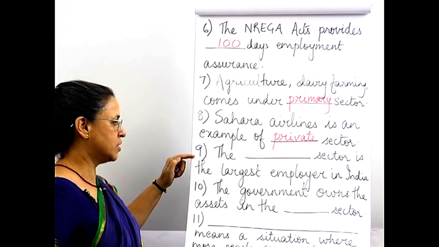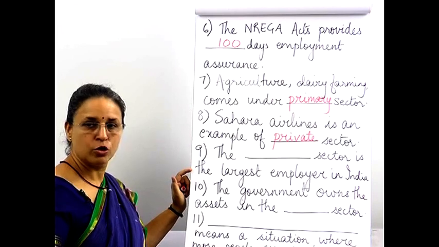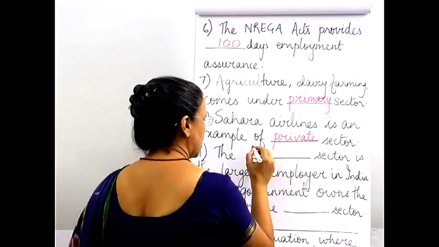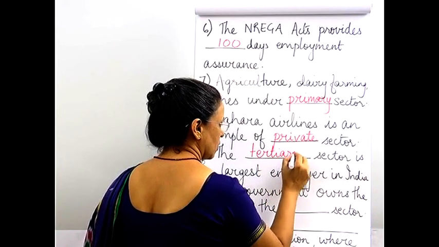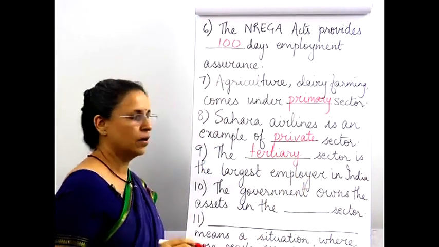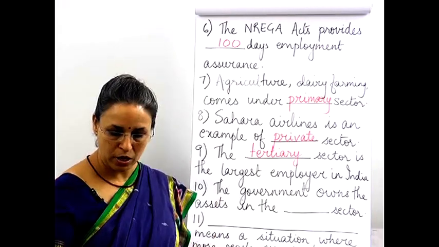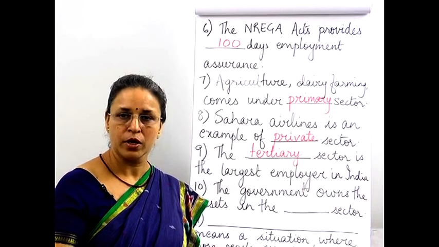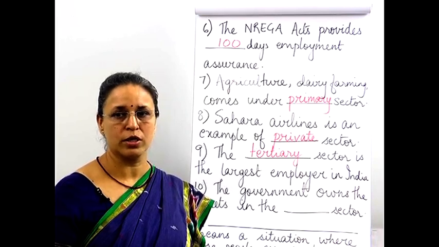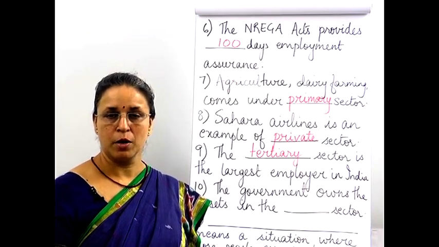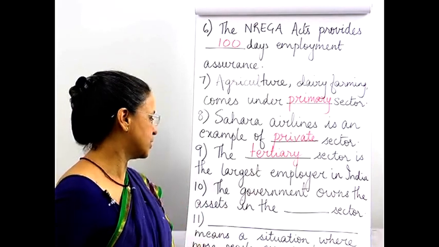The dash sector is the largest employer in India. Now, in India, you'll find that maximum people are in the tertiary sector. And you'll find that a large number of people are in this sector because it provides service. A large number of people are also in the primary, that is agricultural sector. But the agricultural sector does not produce as much as the tertiary sector.